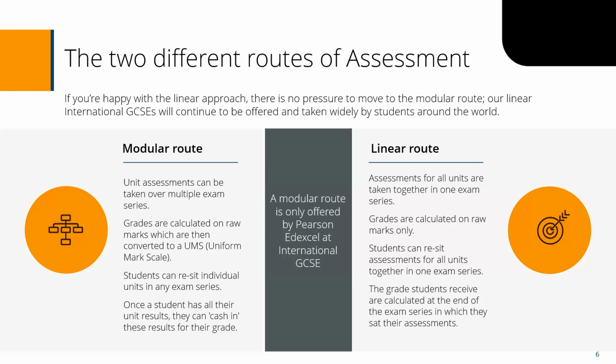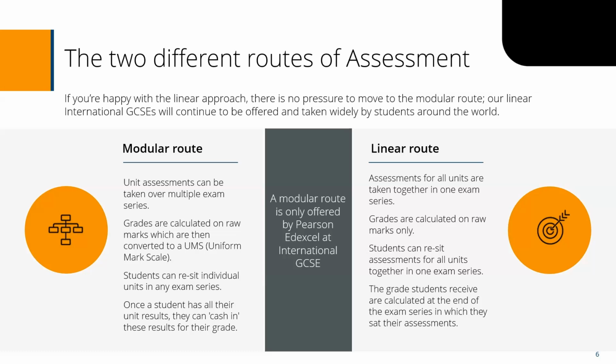And the linear route. Thank you. As before, assessments for all units are taken together in one exam series, and the grades are calculated on raw marks only. Students can resit assessments for all units together in one exam series, and the grades students receive are calculated at the end of the series in which they sat their assessments.